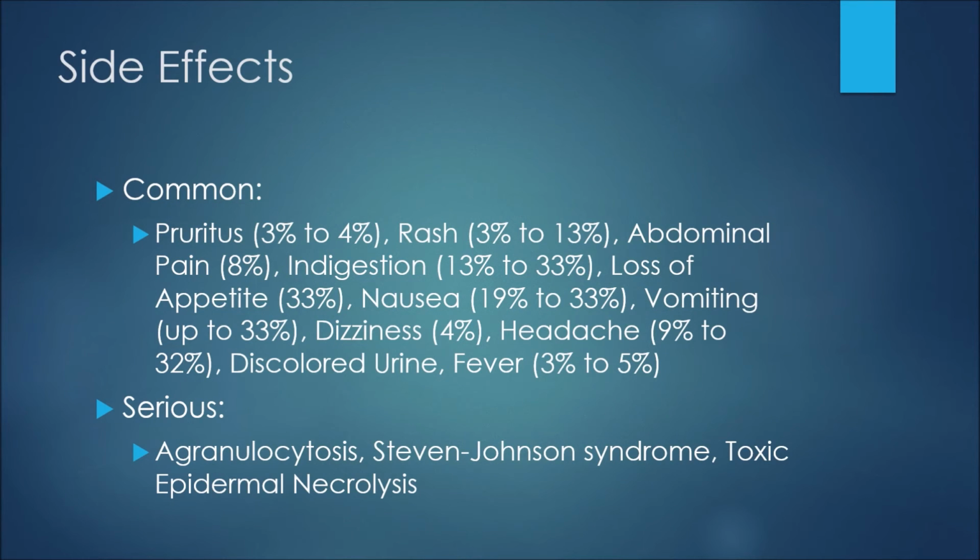33% may experience a loss of appetite, and nausea may happen in 19 to 33% of patients. Again, up to 33% may experience vomiting, and dizziness seems to happen in about 4% of patients. 9 to 32% may experience a headache, and some patients may experience discolored urine. 3 to 5% of patients may experience a fever. Now for some more serious side effects, we may see agranulocytosis, Stevens-Johnson syndrome, or toxic epidermal necrolysis.